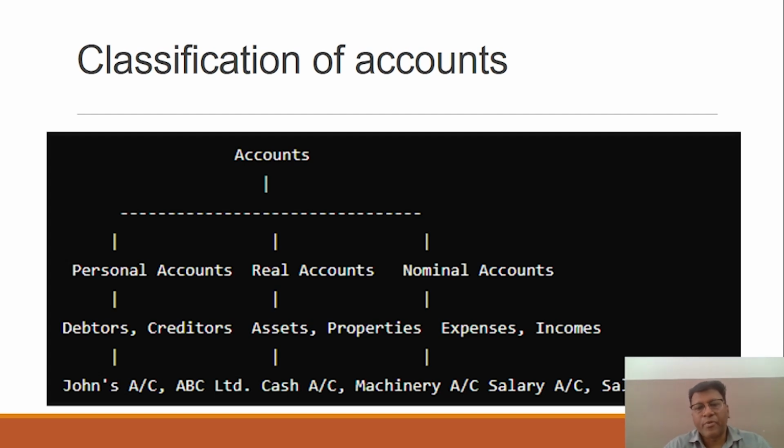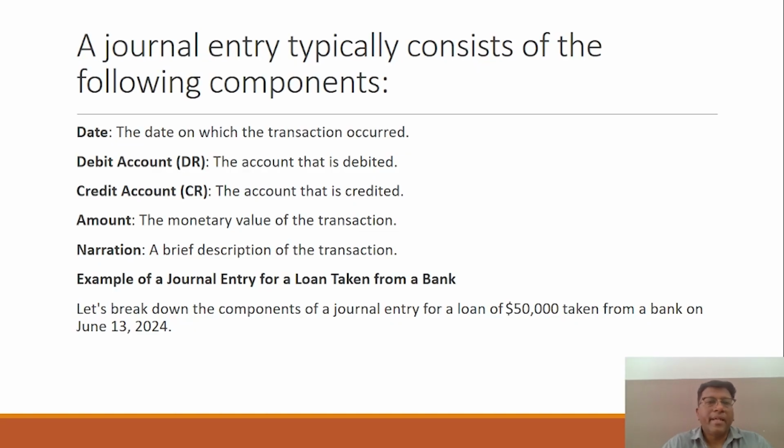For example, if you take salary, wages, commission or interest, these transactions would be treated under the nominal account. Basically, when you are going to make any journal entry, it has some components. So what are the components of a journal entry? The date is there, the date on which the transaction took place in the business. Debit and credit, two sides are there.